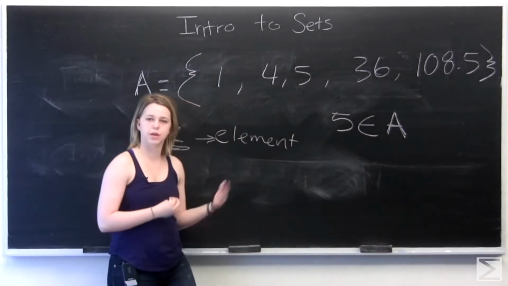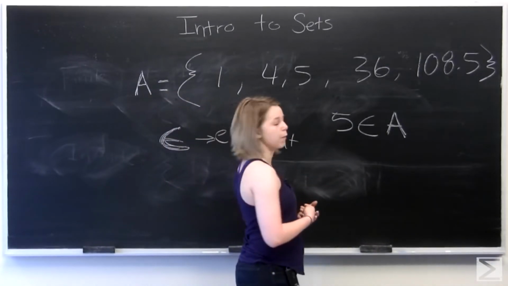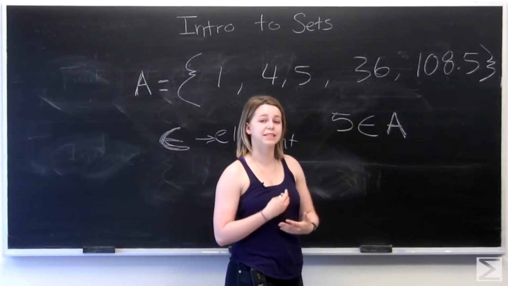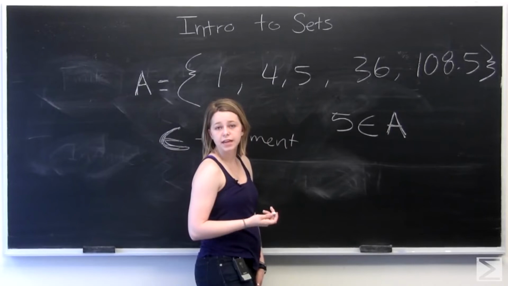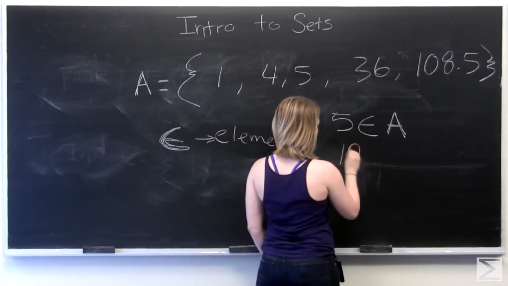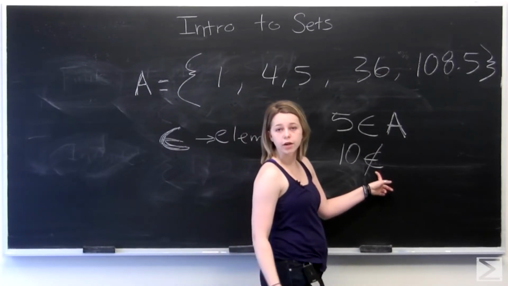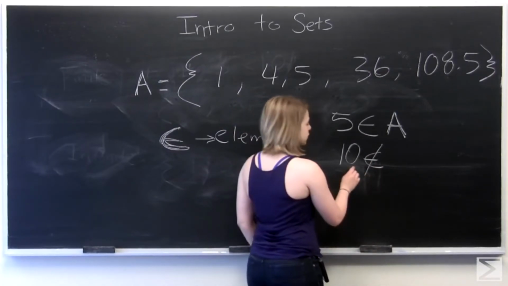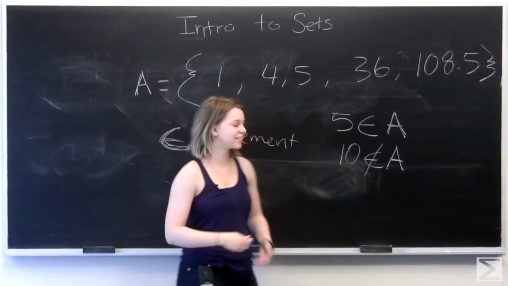And we can also use the opposite of this symbol to show when an item is not in a certain set. So 10 is missing from our set, for example. So for 10, we just strike through our curved E here. So 10 is not an element of set A.